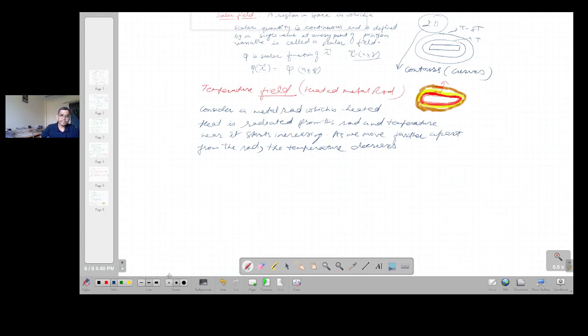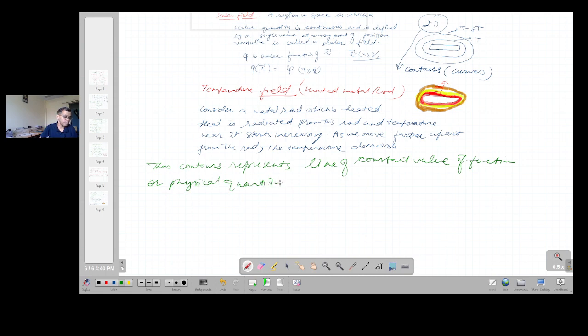Thus a contour represents a line of constant value of a function or physical quantity. Here the physical quantity is temperature. Here it is temperature that I am talking about.